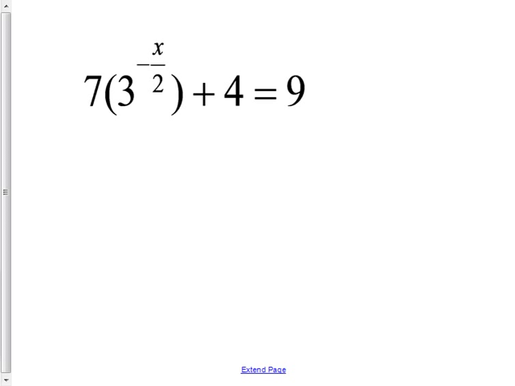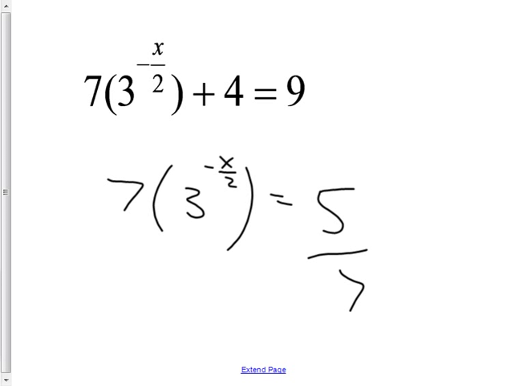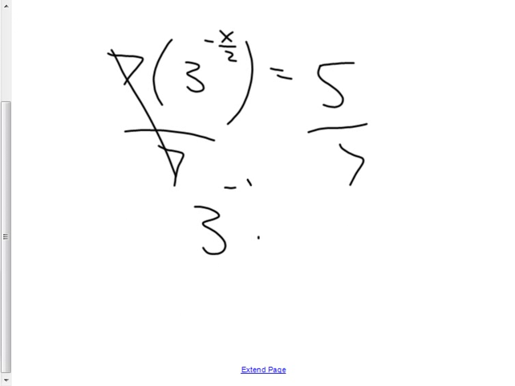All right, on this kind, remember how you can't rewrite it yet. You have to get it down to just an exponential, and this is messing it up, and this is messing it up. We got to get rid of those two things. So, start by getting rid of the 4. Then divide by 7. Now it's 3 to the negative x over 2 equals 5/7. Now at least I can rewrite it.